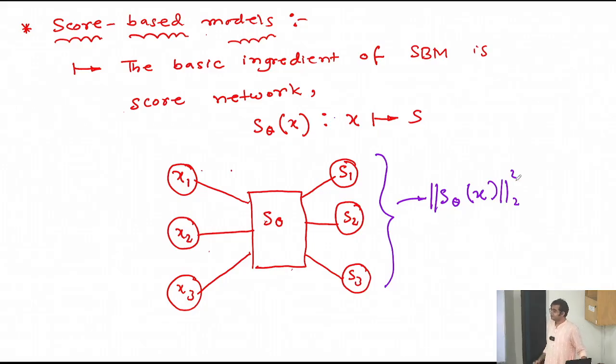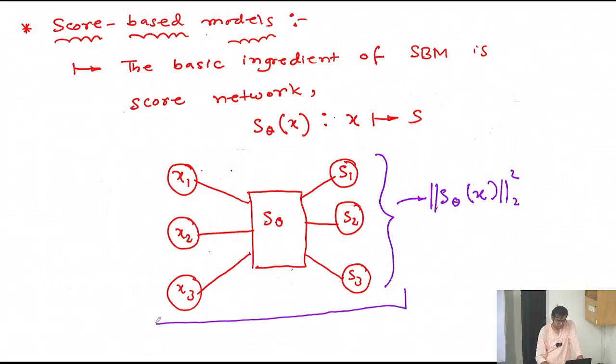The difficulty, however, is, as was the case with energy based model, with the second term. For the second term, what will you do? You will do a back propagation. So BP, and back propagation will give you gradient of x s theta x. And once you have this, then it's simple. You just find out the trace.